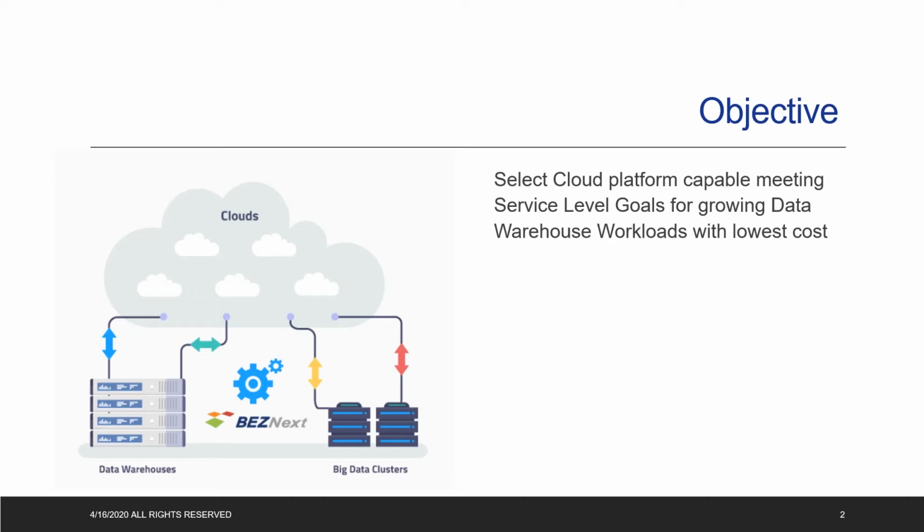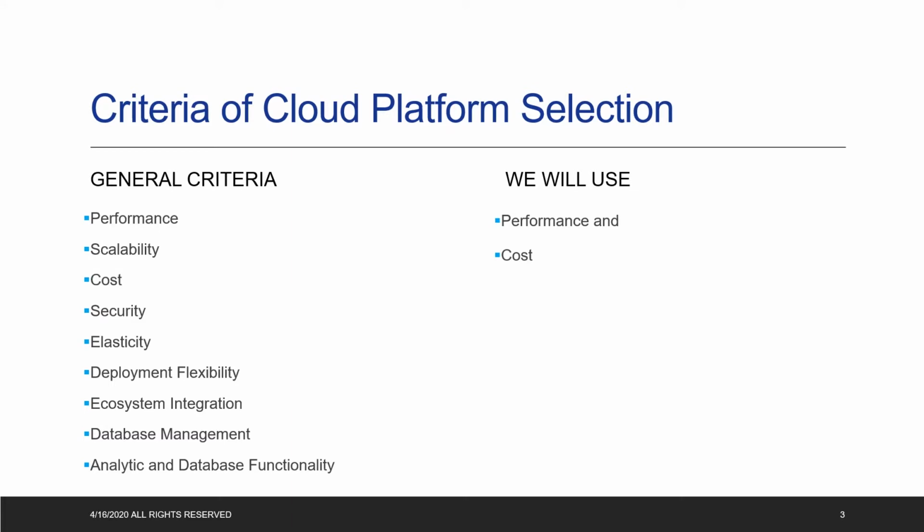Our objective, our goal, is to apply modeling and optimization to select an appropriate cloud platform capable of meeting service level goals in terms of response time for growing data warehouse workloads with the lowest cost. Different criteria can be used to justify cloud selection, including performance, scalability, deployment flexibility, database management functionality, etc. But during this project, we will use performance, ability to meet service level goals, and cost.